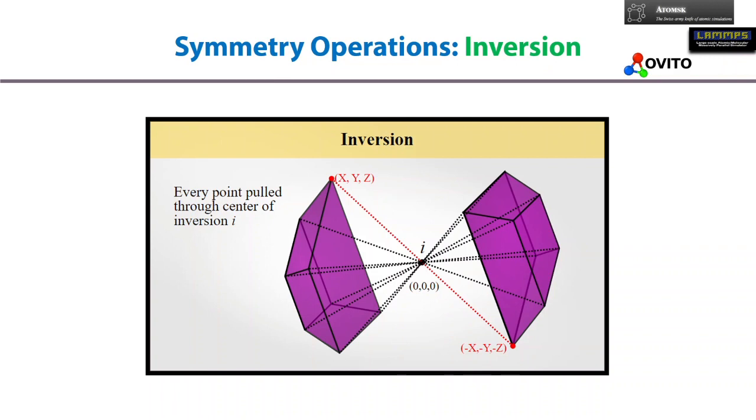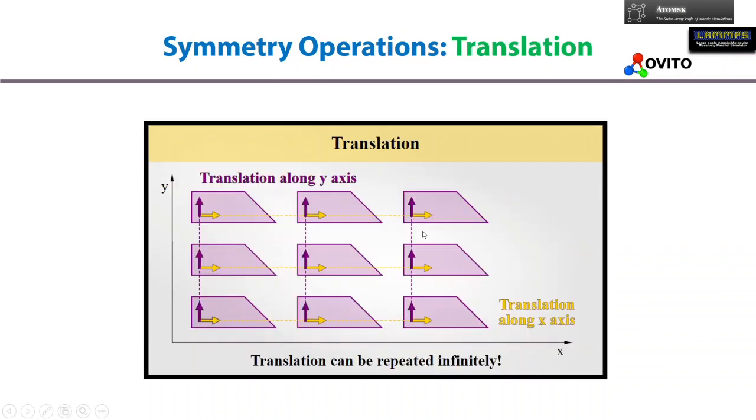So this operation is mainly called inversion. Then you find translation, which is very easy to understand. Translation is mainly you moving a particular distance along a certain axis, for example, along the x-axis or along the y-axis, and it can be repeated infinitely.